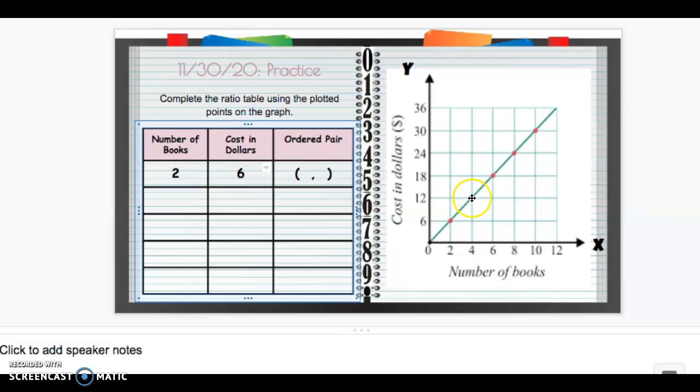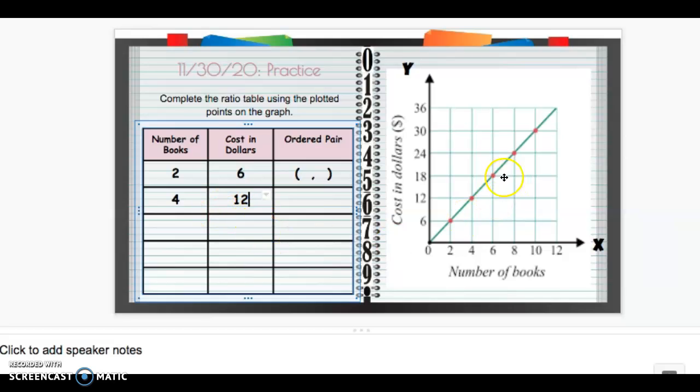So we go to our next dot. If I put my finger on that dot, which right now my finger's on the dot, if I go down, the number that's on the x is 4. And then the number, if I'm still on the dot, if I were to go to the line for the y, would be 12.